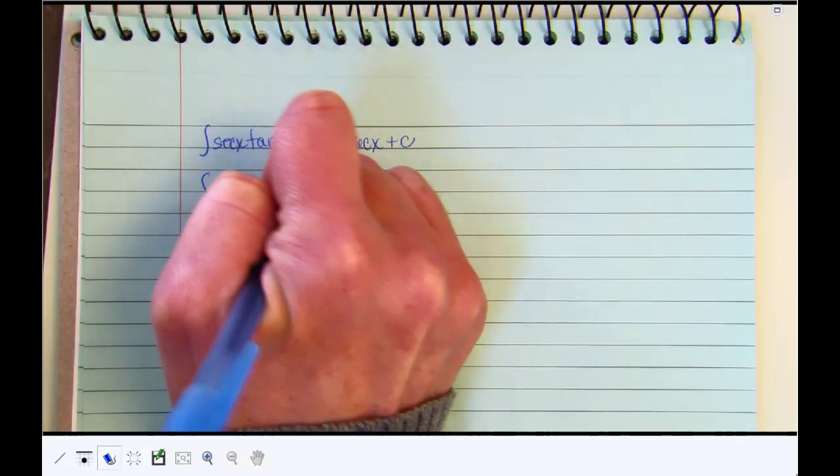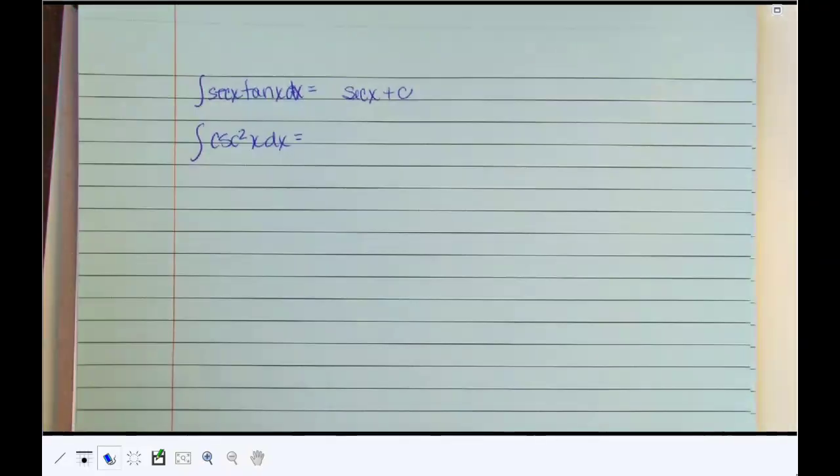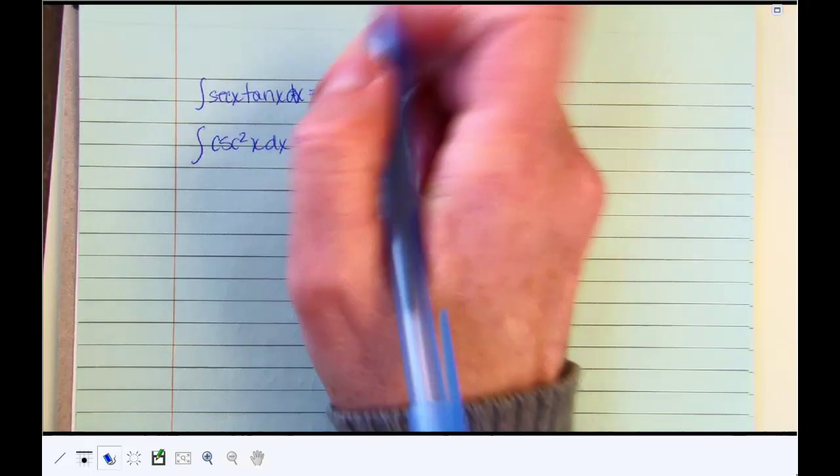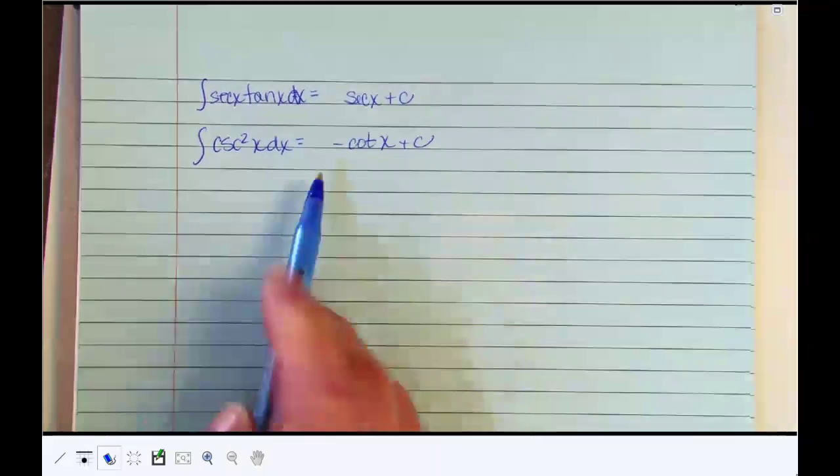Okay. How about the integral of cosecant squared? Cotangent. No. Negative cotangent. Yes. Okay. Why is it negative?